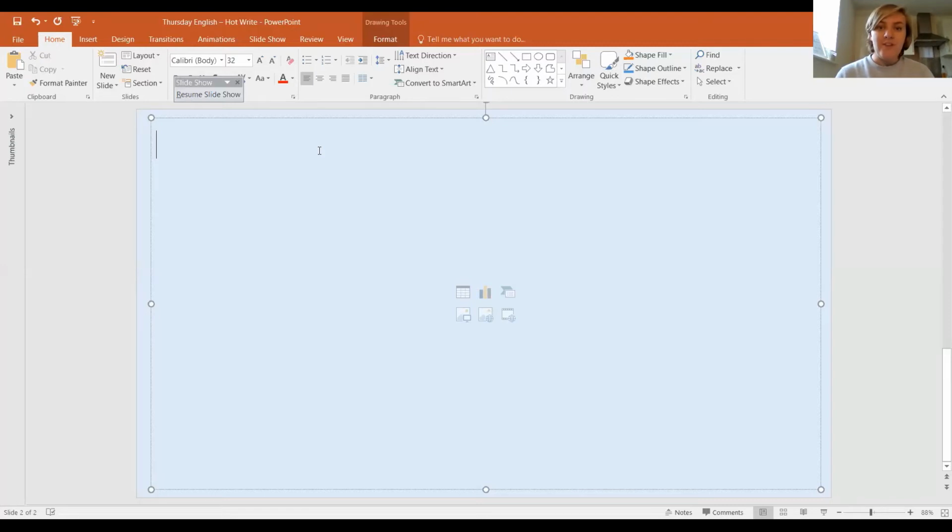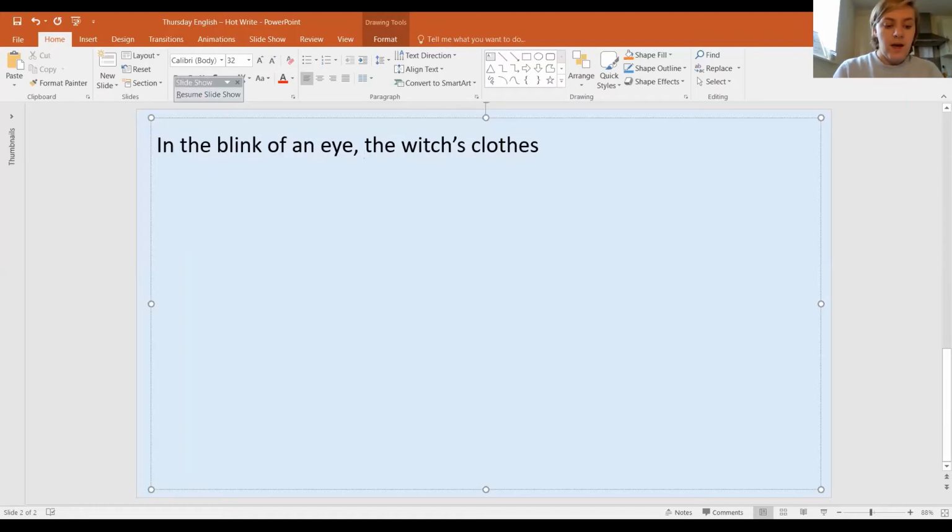So first bit is the witch's clothes catch fire. I need a fronted adverbial, and as I have for the past few days, I might as well start with one. So I'm going to start with in the blink of an eye. It's like another way of saying suddenly or all of a sudden, in the blink of an eye, in a moment, immediately. In the blink of an eye, comma, have to have that comma at the end. In the blink of an eye, the witch's clothes, you see I've got an apostrophe for the witch's clothes because she owns those clothes. The witch's clothes had turned orange.